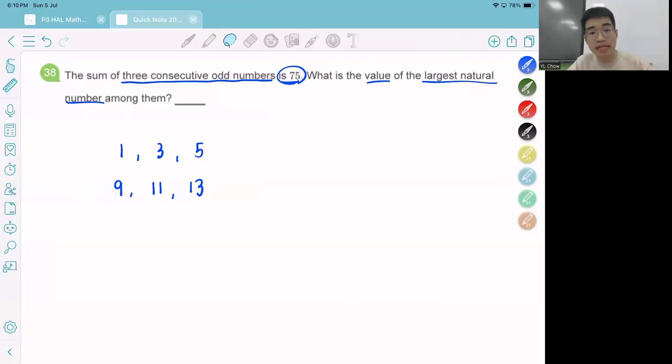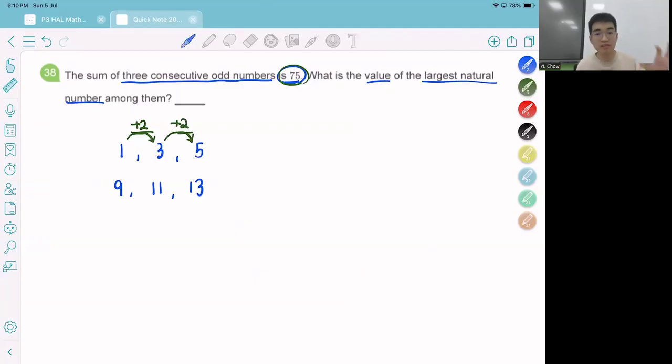If I give you three consecutive odd numbers, what do you notice about the pattern? You will realize that from one number to the next, you will need to plus 2. That means the difference between two consecutive odd numbers is 2. So you have the difference, 2 and 2. You also have the sum, 75. In this case, you don't know which three numbers there are, but you know their difference must be 2 and 2. The sum is 75. Sum and difference, what does that remind you of? Yes, it reminds you of drawing a bar model, right?